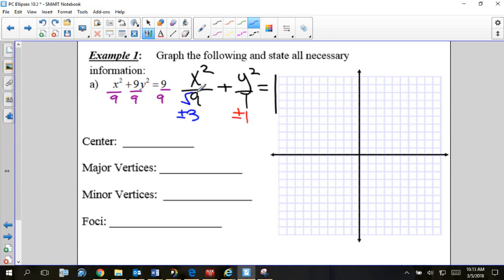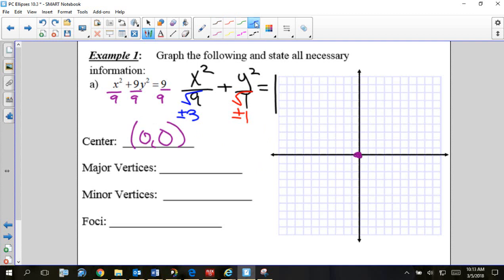We will square root both of these to find length. We will need to square root them. Oh, where's our center? I didn't write it yet. Where's our center? 0, 0.